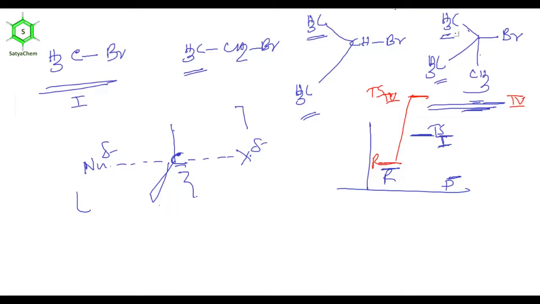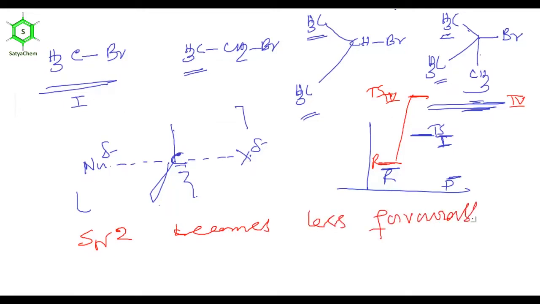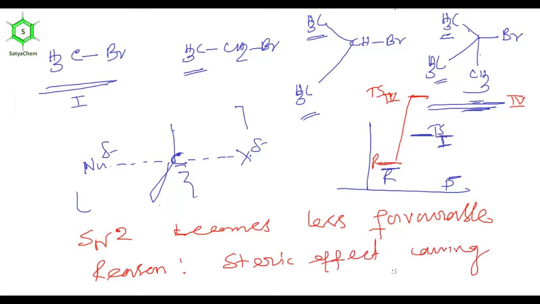Clear? So it exerts steric effect. So on moving left to right, SN2 becomes less favorable. Reason? Steric effect, coming from the methyl groups. Clear?